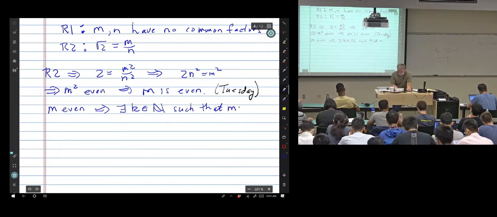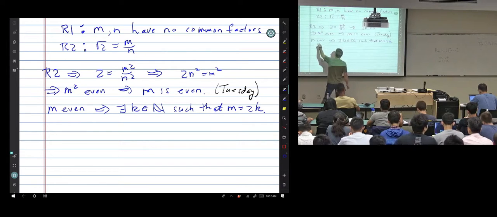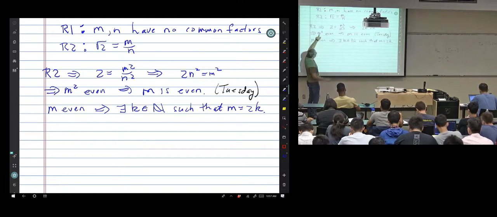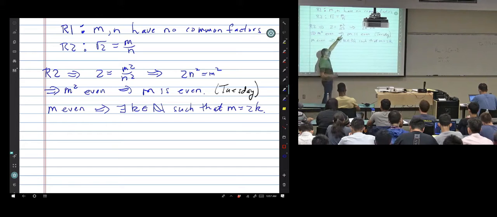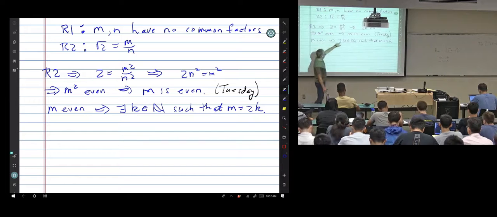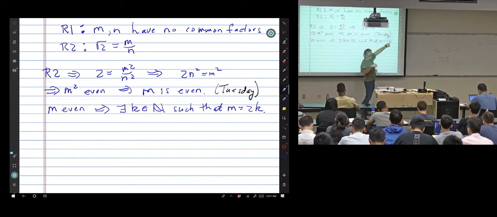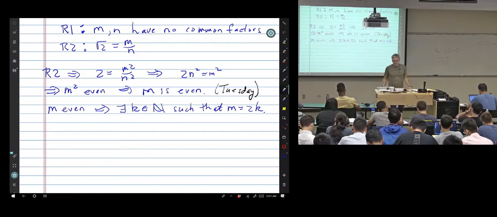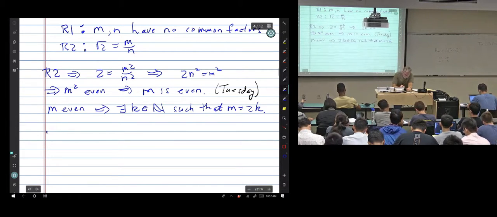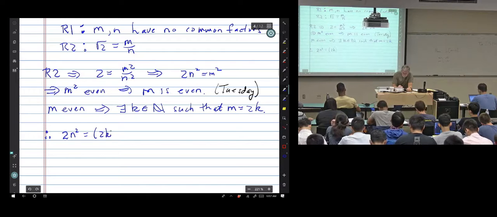Now, if M is even, M even implies there exists some natural number K such that M is equal to 2 times K. That's the definition of even. M squared even implies M even, a theorem we proved on Tuesday. And now I put that back up in my formula, and I get that 2 times N squared equals 2 times K squared.